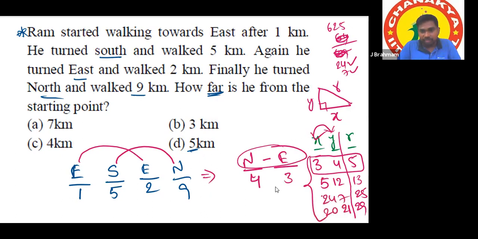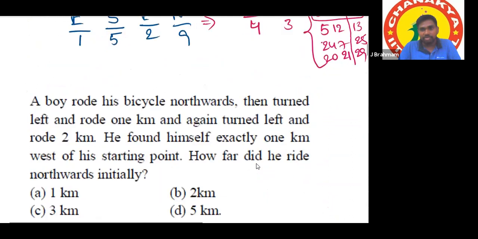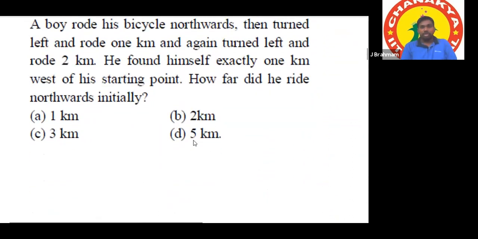Because just by seeing 3 and 4, we should go to option D, the option 5, without doing all those small calculations. Okay, one more question. How far? Here also he is asking for distance. But the question is, how far did he ride northwards initially?